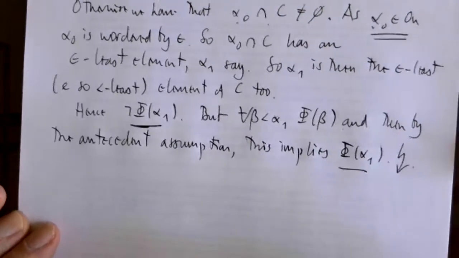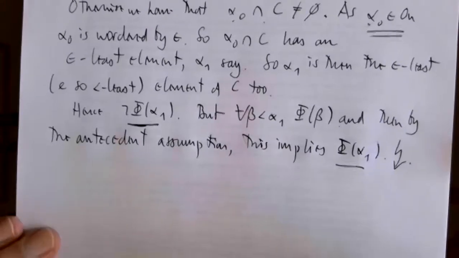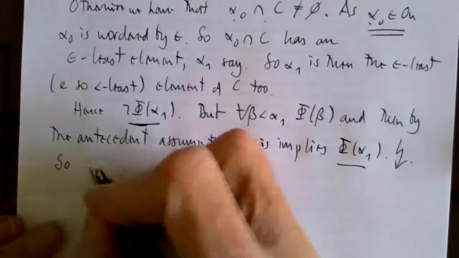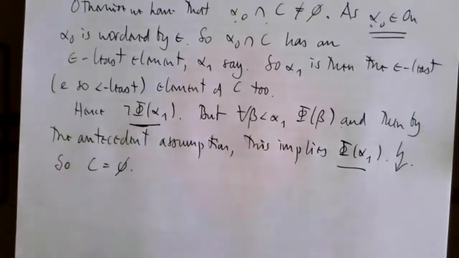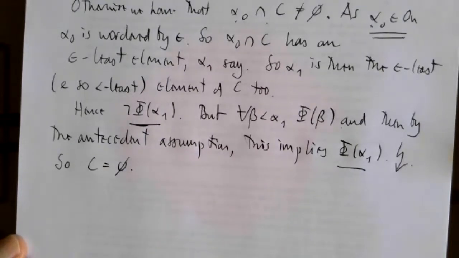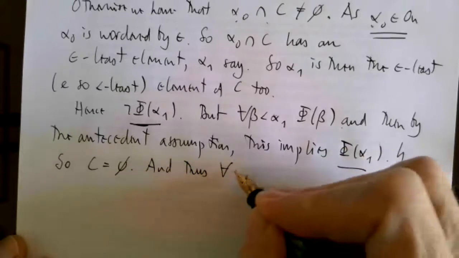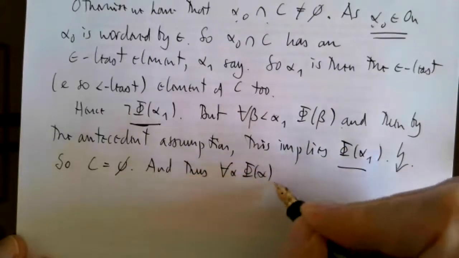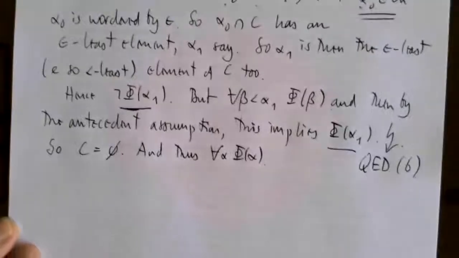So our assumption that C was non-empty was false. So C is the empty set, and all alphas satisfy phi alpha. So that finishes 6 there.